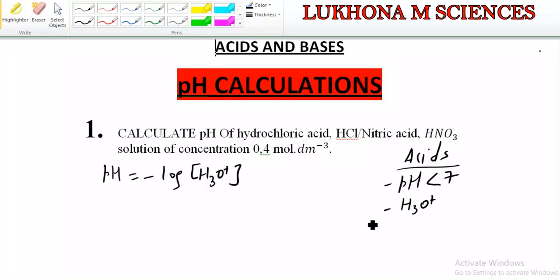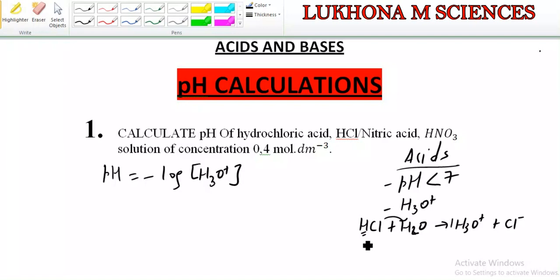For example, if we have HCl that reacts with H2O, HCl will donate the proton, then we get H3O plus and Cl minus. Since this acid has only one proton to donate, it will give us only one hydronium ion. Then if there are two, we'll get two hydronium ions.